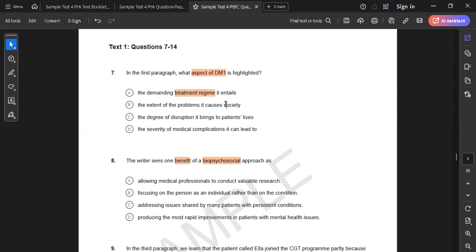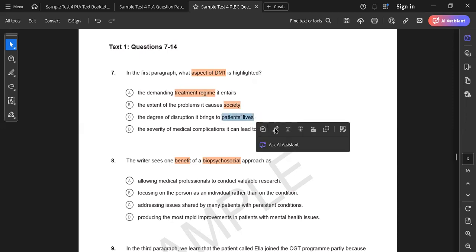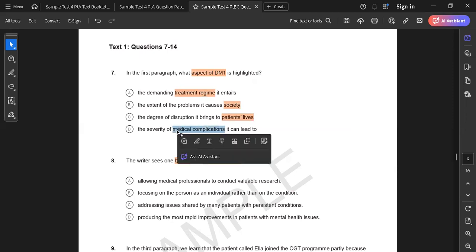Okay, so I'm just highlighting the words, the question keywords. So like this, you are highlighting the question keywords. What's the difference between the options?